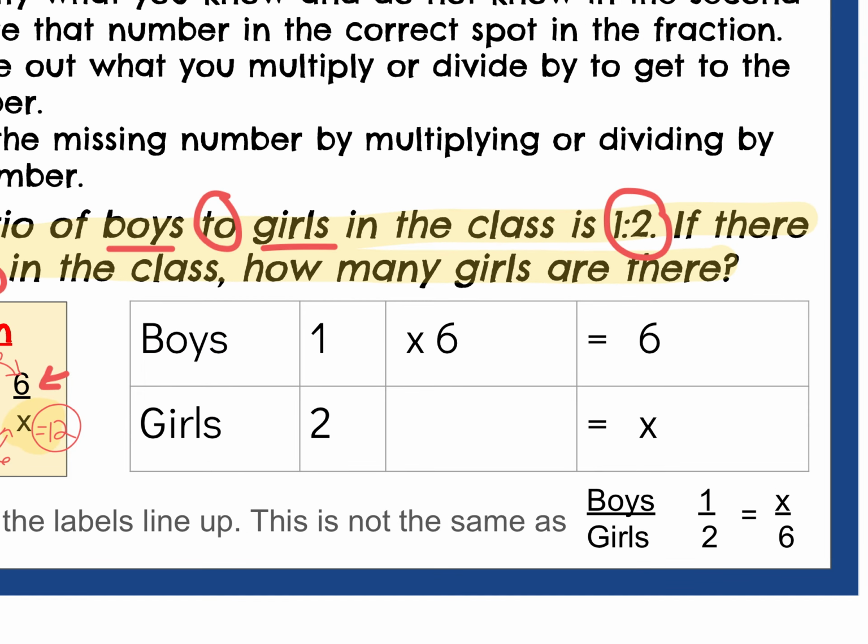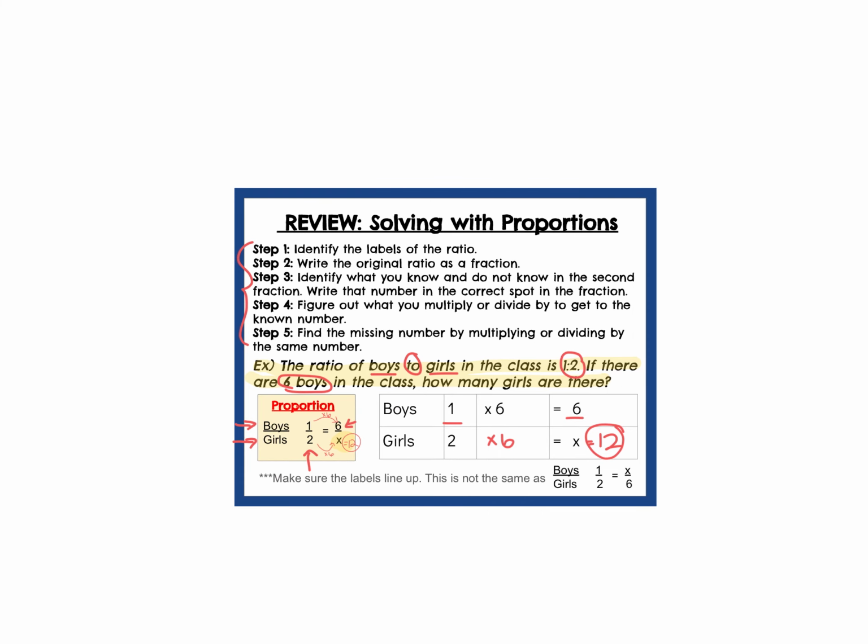We also use this table just as a little graphic organizer to help you solve it. So our boy to girl ratio was 1 to 2. I know 1 times 6 gives me 6 boys. That means I have to multiply the bottom by 6, and that would give me 12 girls. So same thing, just 2 different ways to show it.